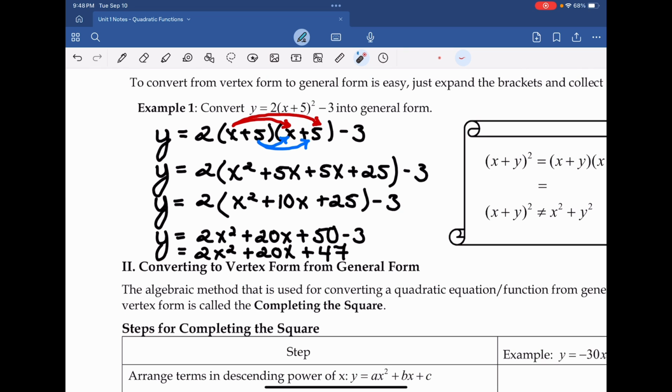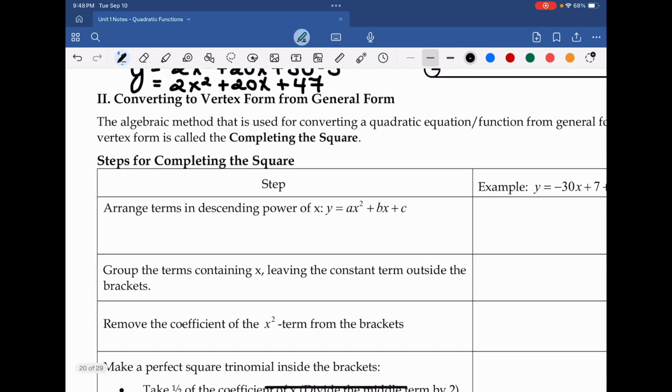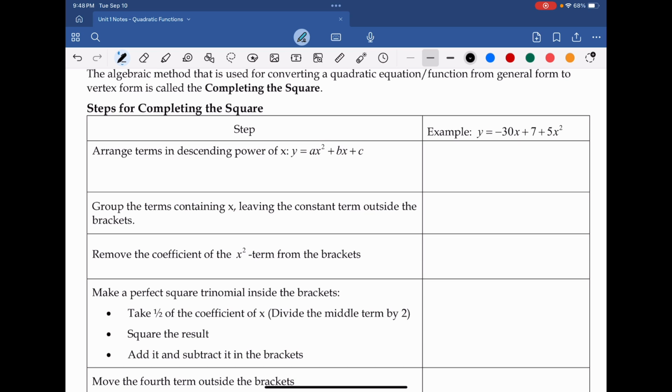Taking a vertex equation and putting it into general form, as we can see, just requires a bit of expansion and collecting the like terms. Now, here's where we're going to go into completing the square. It's actually quite a detailed overall step situation here, but don't be afraid of that.